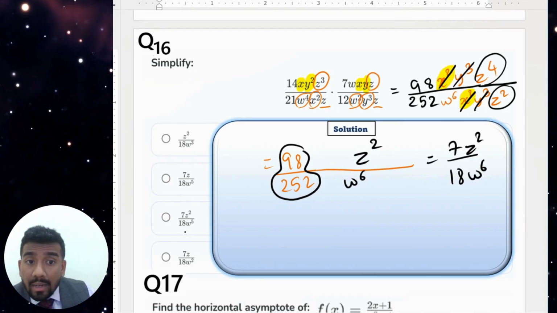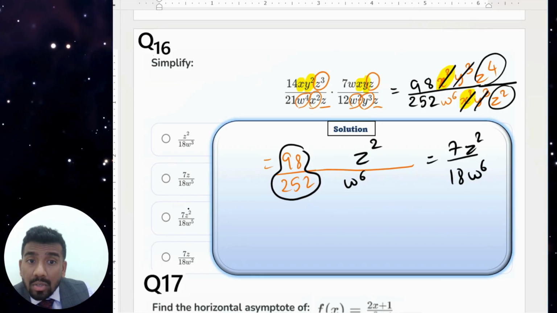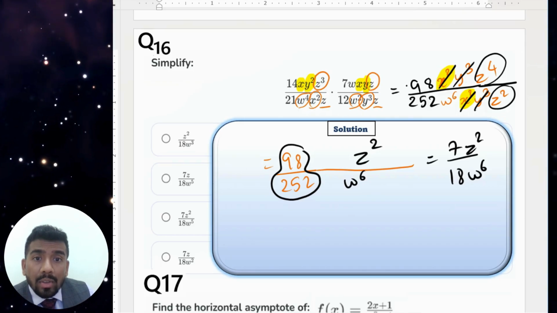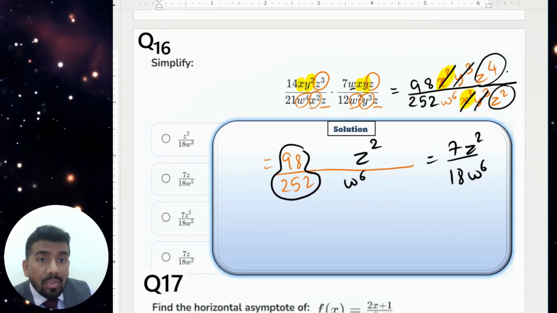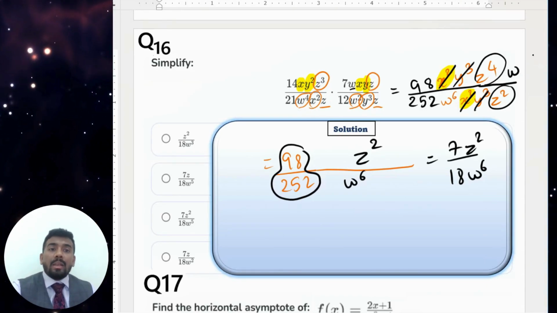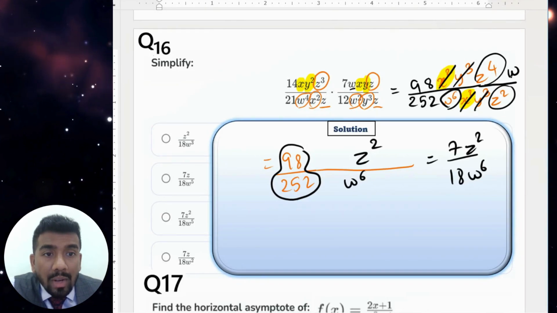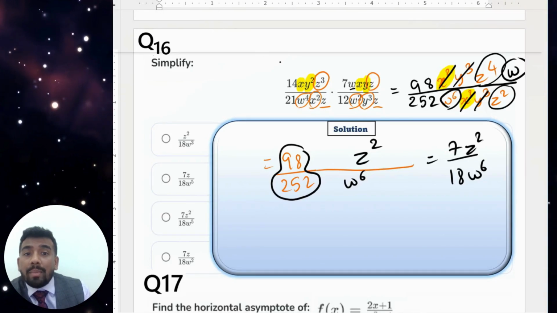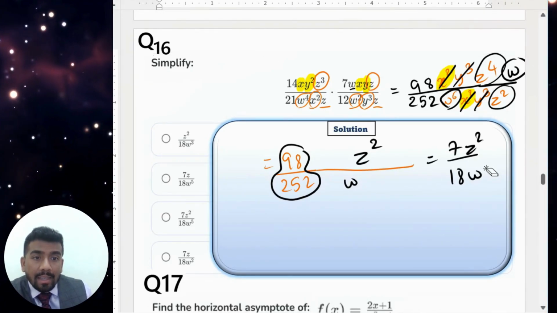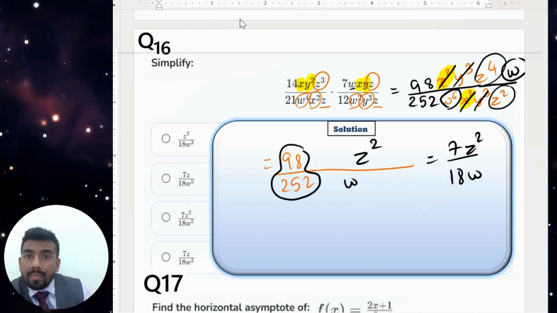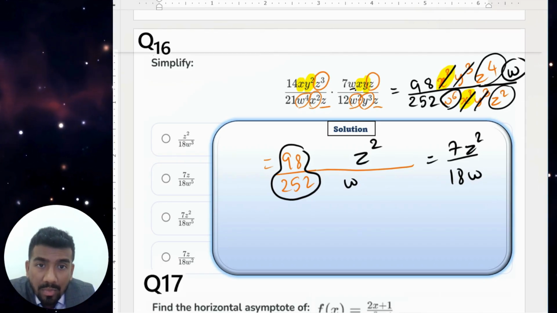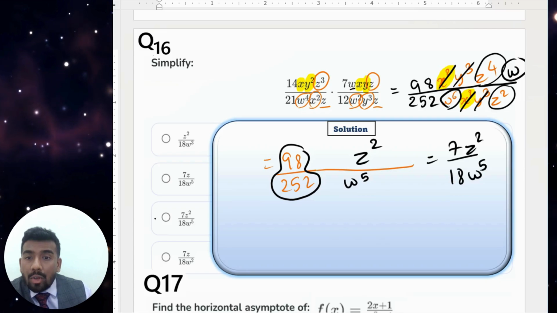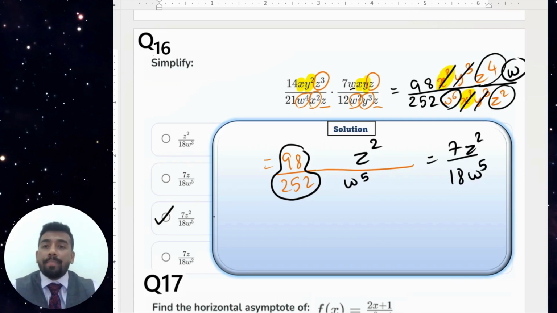Z square w6. Oh, I forgot the w up. There is one more w up which we forgot. Okay, so that w and this w6, what will happen? It will get minus. So it won't be w6 anymore, it will be w5. Okay, so this w was there which we missed out, so it will be w5. Okay, so which option? Option C.